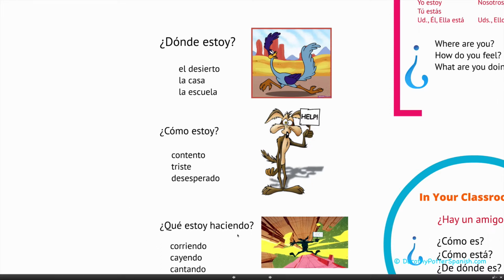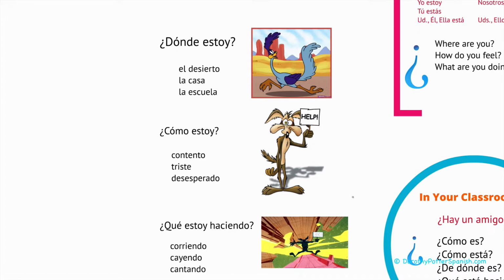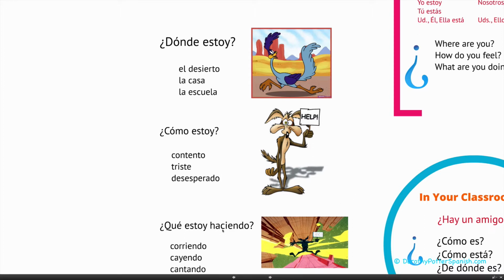You're going to see this en, yendo, sometimes ando, depending on what type of verb we're working with. We haven't done that yet, so that's not going to be too clear. But just try hearing the ing when you hear yendo or ando. That's happening, that's going on right now. What am I doing? ¿Qué estoy haciendo? Corriendo, running. Cayendo, falling. Cantando, singing. ¿Qué estoy haciendo? What am I doing?